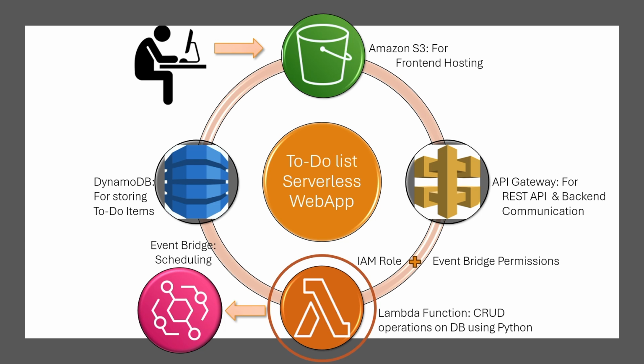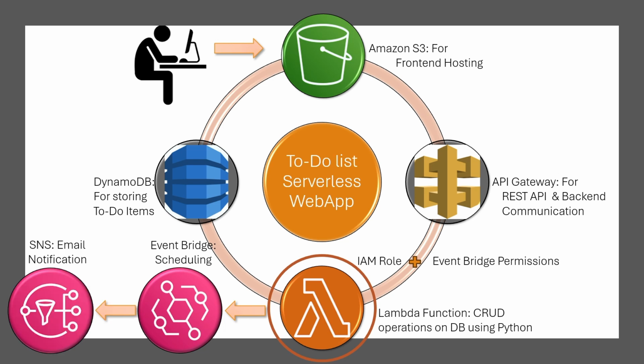For sending email, EventBridge will use SNS service. But EventBridge requires permissions to access SNS service, so we have to create a separate IAM role for EventBridge. And then we have to update our UI to allow user to enter any time for the reminder notification.